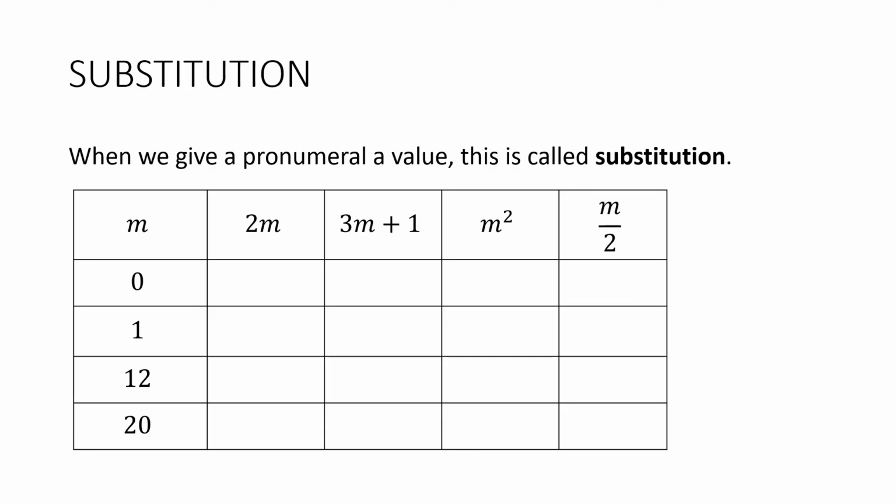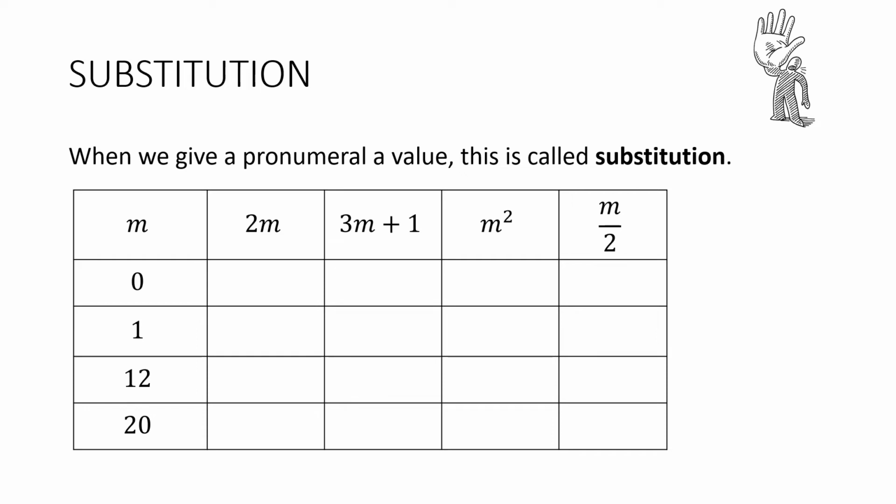Now when we give a pronumeral a value, this is called substitution. And we're moving beyond M&M's packets here. Here I've got 4 different expressions and 4 different values for M. Now I'm going to show you how to do this first one. Then I want you to pause the video and have a go at the next 3 rows.